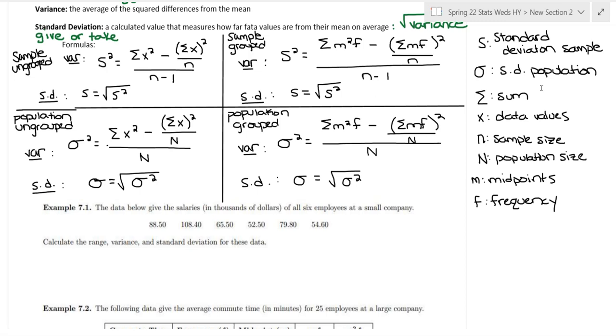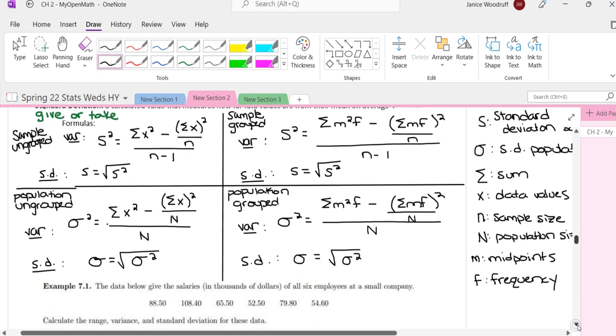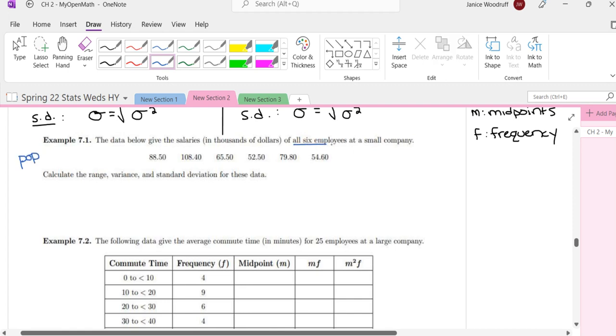Okay, so this first example: the data below give the salaries in thousands of dollars of all 6 employees at a small company. So first of all, we have to ask ourselves 2 questions. Is this a sample or a population? And is it grouped or ungrouped? This is a population, all 6 employees. And grouped or ungrouped? Ungrouped, good. Just single data values are ungrouped.